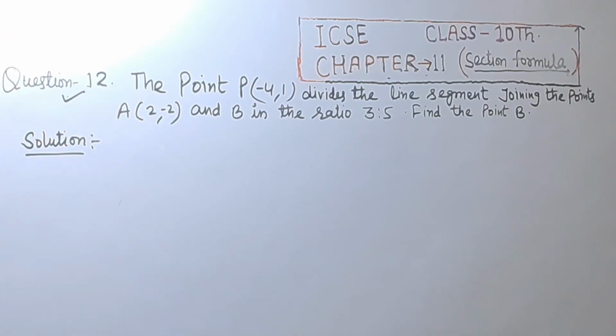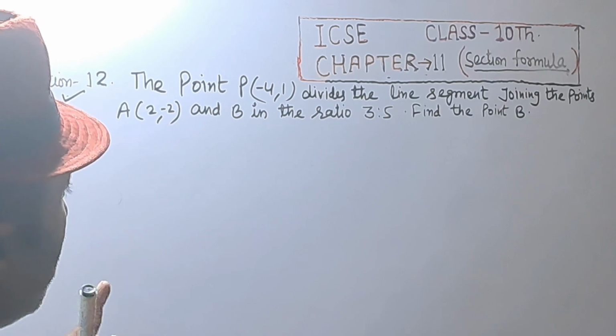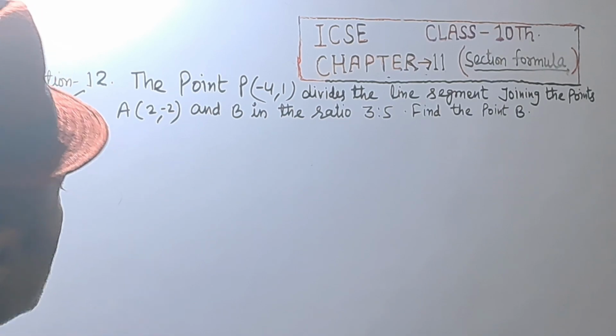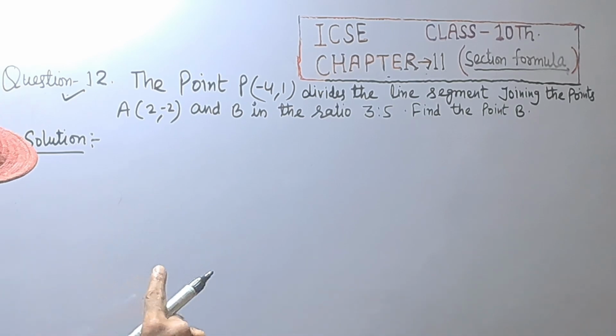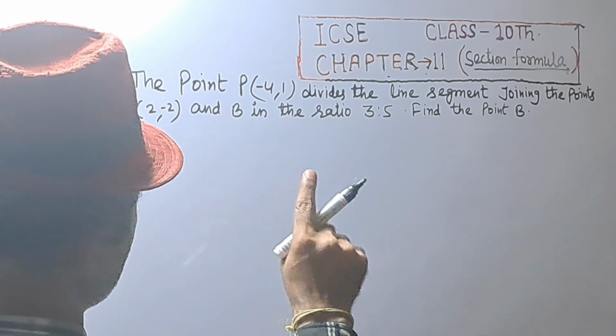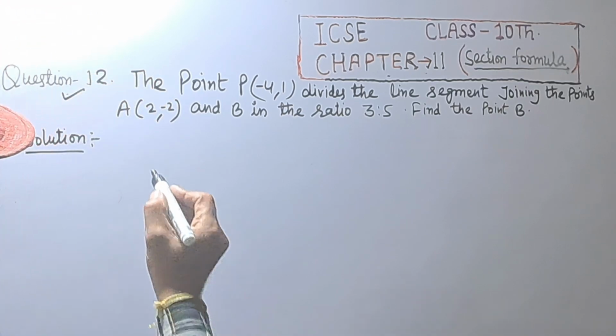Question number 12. The point P(-4, 1) divides the line segment joining the points A(2, -2) and B in the ratio 3:5. Find the point B.